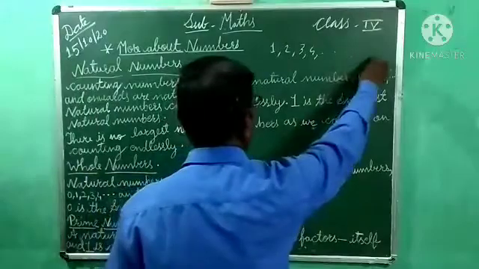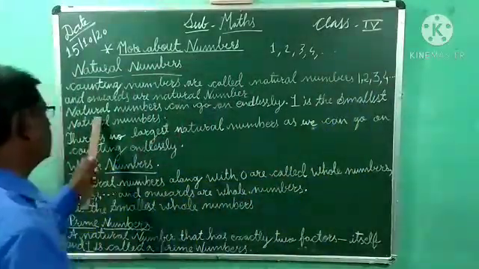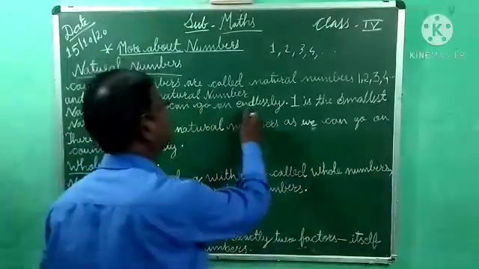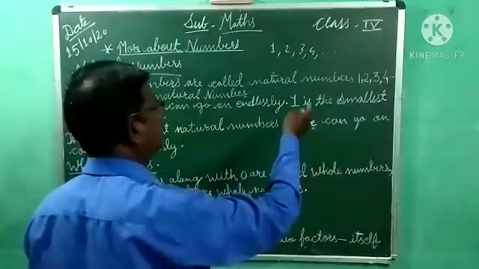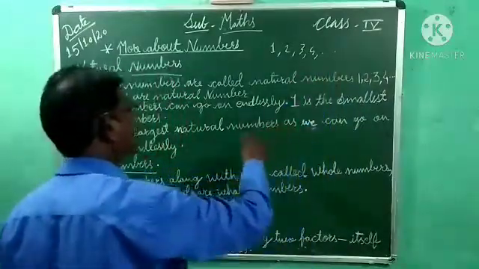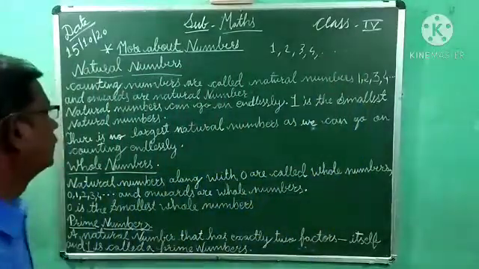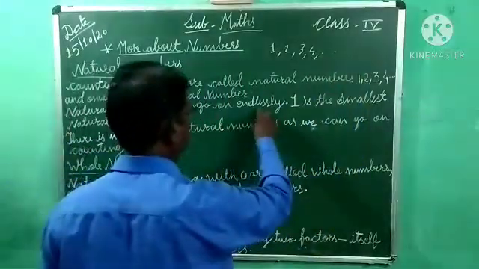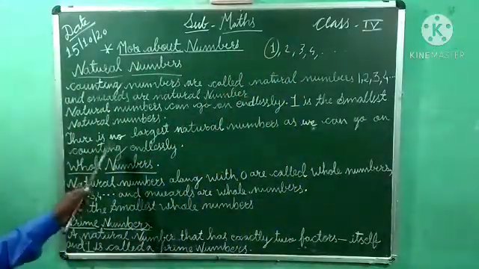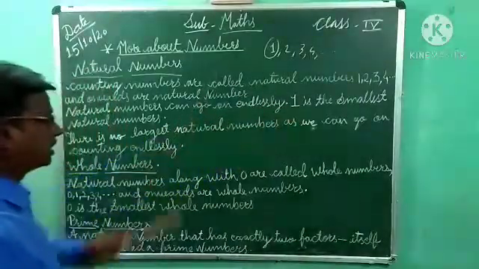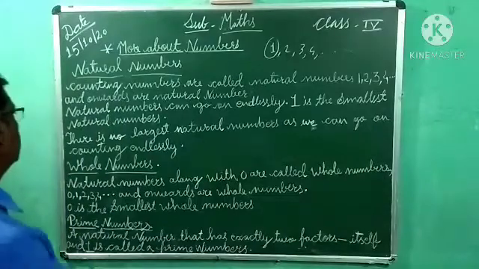There is no end. Natural numbers can go on endlessly. We can't say that this is the largest natural number. Okay. Here it can go on continuously. Now which is the smallest natural number? 1 is the smallest natural number. Understood? We can say the smallest, but it is not possible to say the largest natural number.